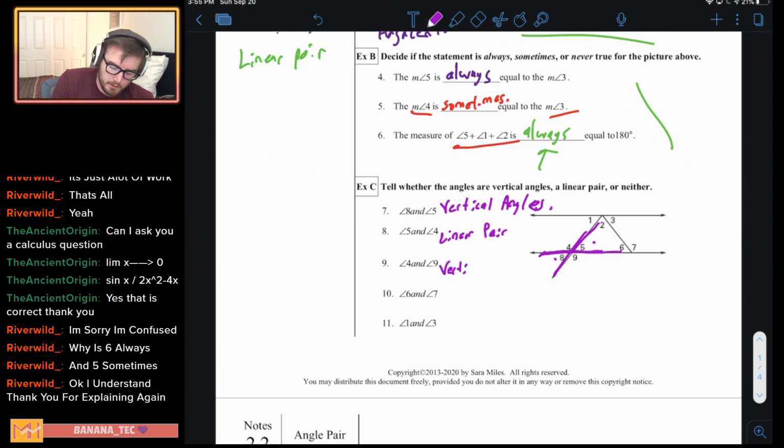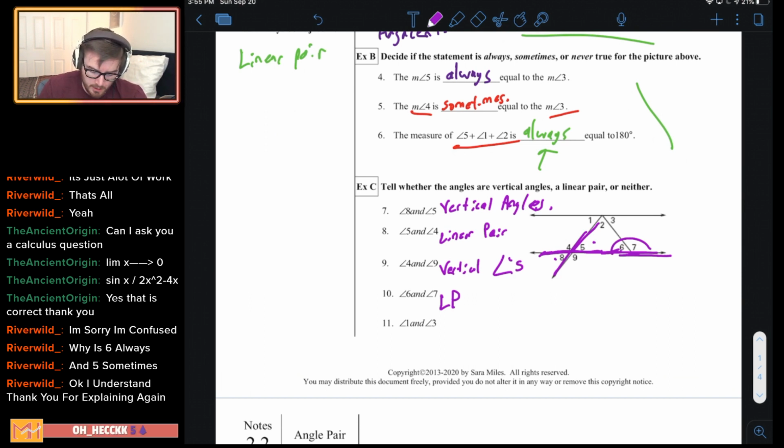So vertical. I often do a little angle symbol to say angle, because I'm too lazy to write the word angle 20,000 times. So I do vertical apostrophe s, like angles. You see what I'm saying? So instead of writing the word angle, I write the angle symbol. 6 and 7, they make a straight line. Another linear pair. I'm going to write LP.